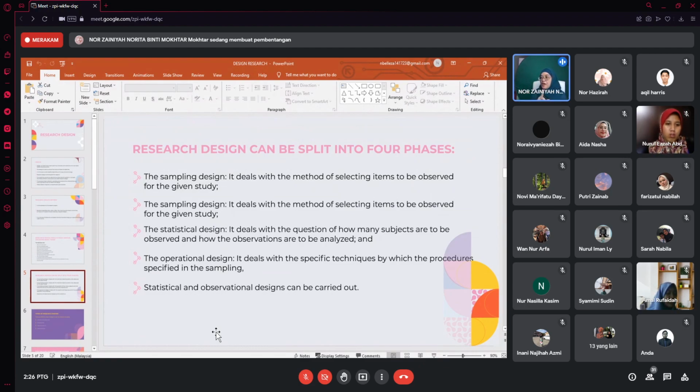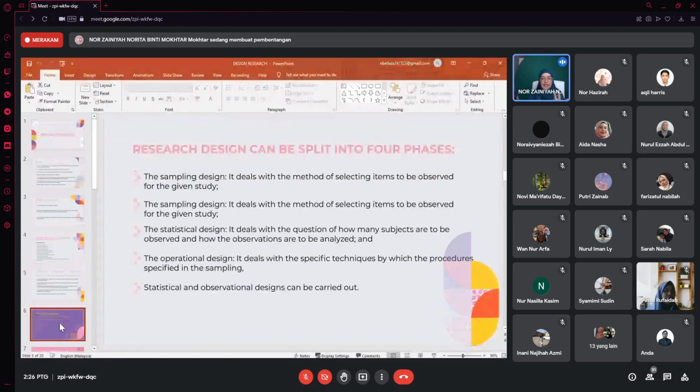So we have four phases: the sampling design, the statistical design, the operational design, and the observational design. That's repeated, sorry, first and second are the same. Sometimes it's just statistical, sometimes it's operational, sometimes sampling design. So these are the four phases that you have to go through. It will be explained in detail when you take RM. I'm not going to go into that so much, it's just basic recognizing them.